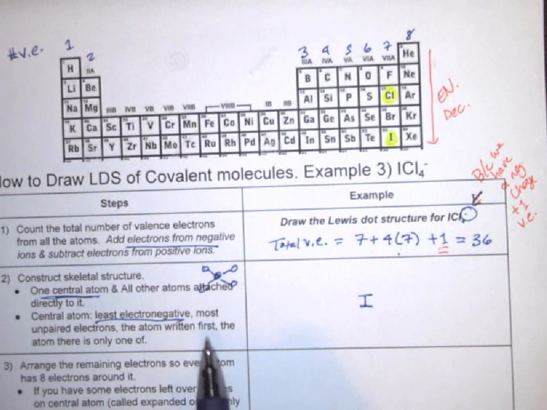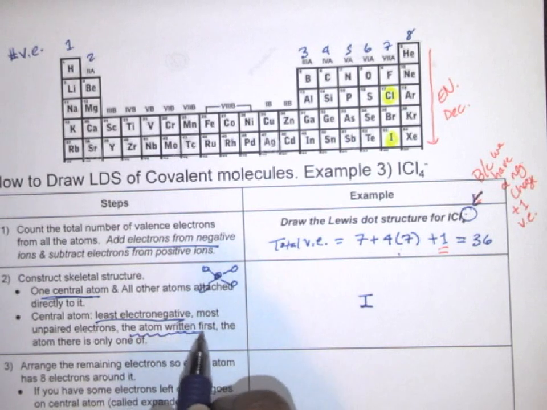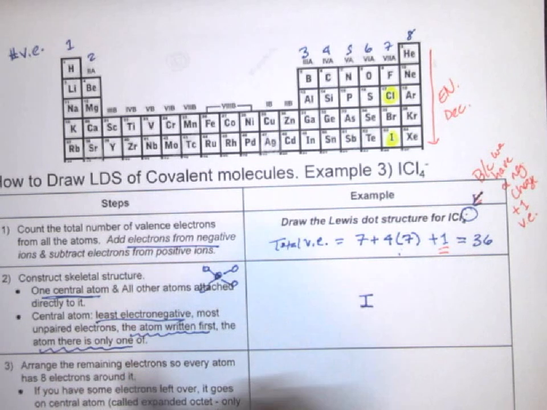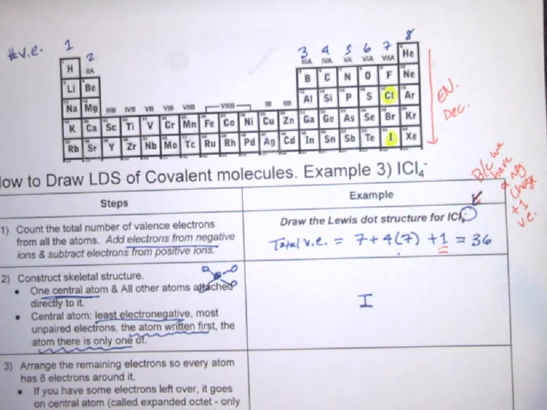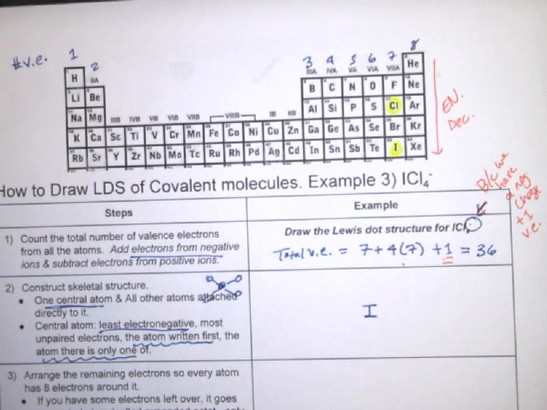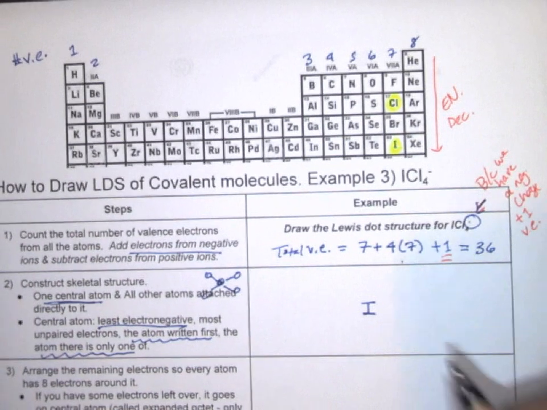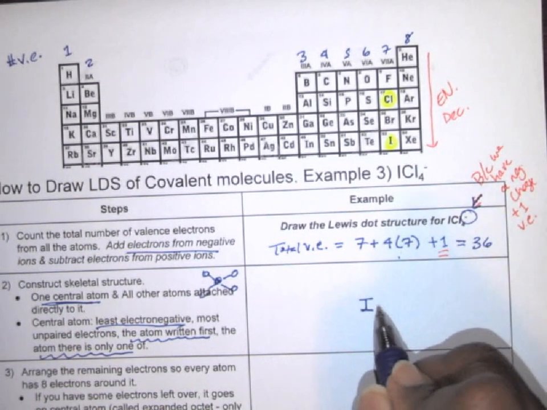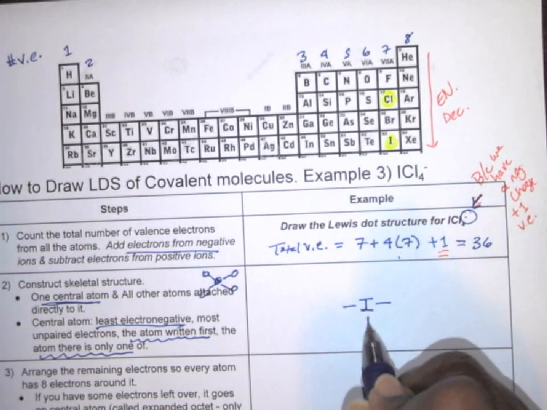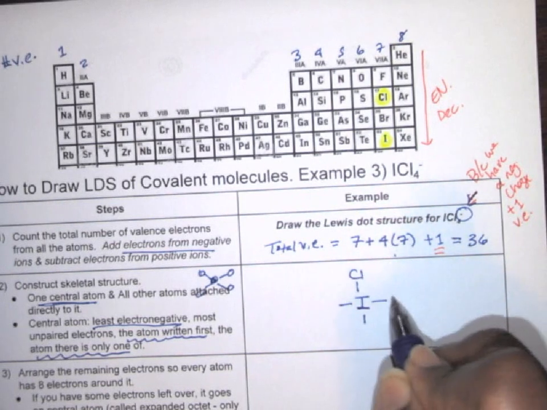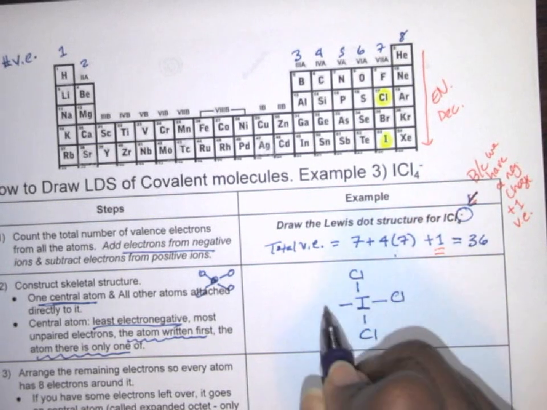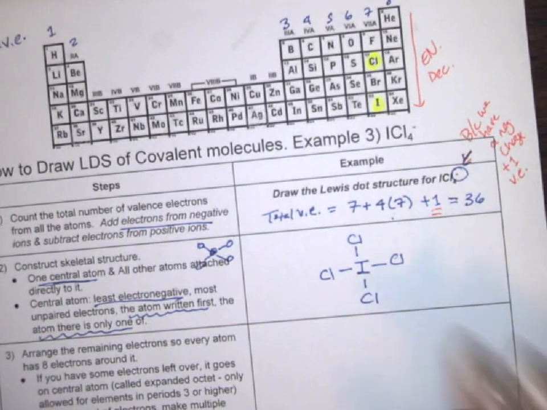Now, of course, you can also choose which atom goes in the center by using the trick that the atom that's written first usually goes in the center, or the one atom that there's only one of. There's only one iodine in this formula, so it will go in the center. Of course, those tricks don't always work, but they usually do. All right, so iodine goes in the center, and I'm going to attach to it the 4 chlorines. There are 4 chlorines here, so 4 Cl's go on. And that's my skeletal structure.